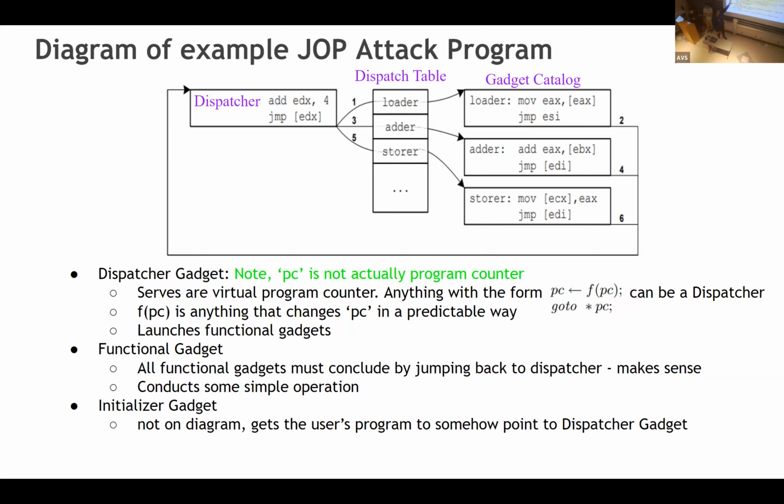The goal of the dispatcher gadget is to launch the functional gadgets, as you can see up top. The functional gadgets just conduct a simple operation. Another important consideration is that functional gadgets must conclude by jumping back to the dispatcher. Finally, something not included in the diagram is the initializer gadget, which just gets the user's program to point to the dispatcher gadget. From there, we can launch our attack.